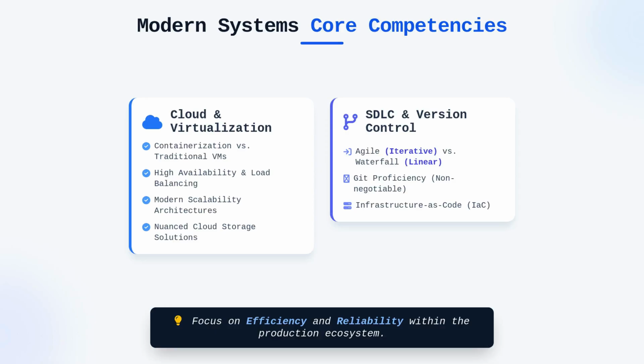Simultaneously, you must remain proficient in software development lifecycles, such as the iterative nature of Agile versus the linear progression of Waterfall. Proficiency in Git for version control is a non-negotiable skill when working in distributed teams or infrastructure as code environments. When you approach the exam, view these methodologies through the lens of efficiency and reliability, as that is how they are intended to function in a production ecosystem.